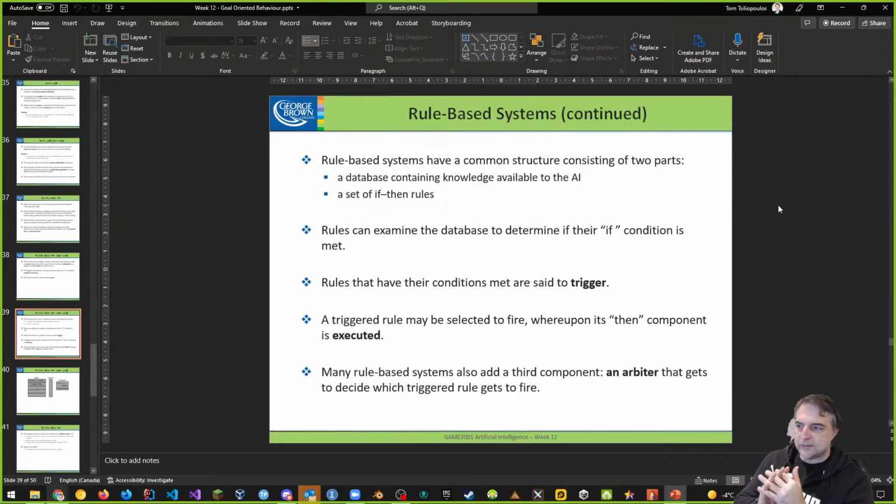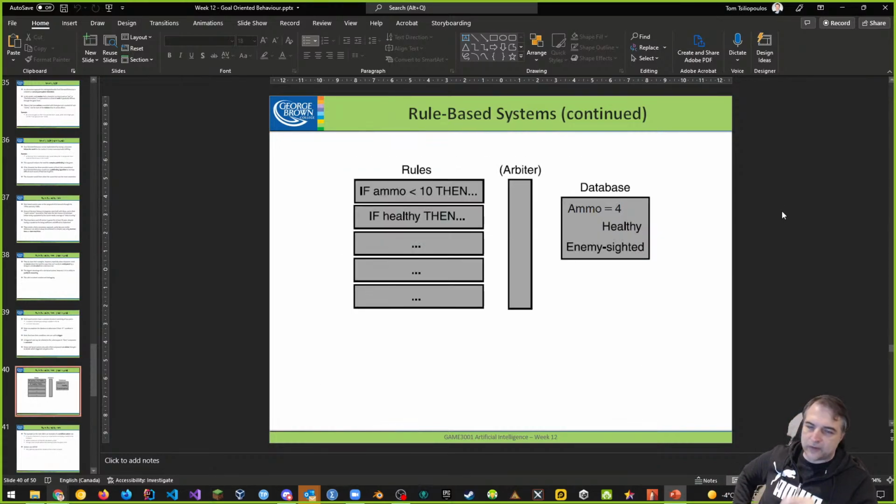Many rule-based systems also add a third component, an arbiter, that decides which triggered rule gets to fire first. The scenario might look something like this, where we have a set of rules. If my ammo is less than 10, then do something. If healthy, then do something else. And then we have a database of information, which is what the enemy or the autonomous character knows about. For example, ammo is 4, I'm healthy, and the enemy has been sighted.